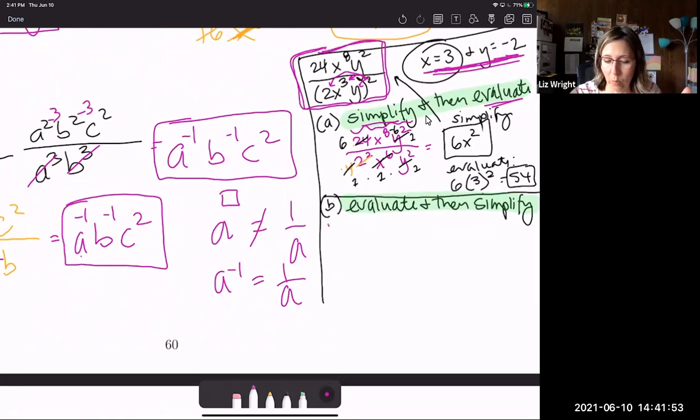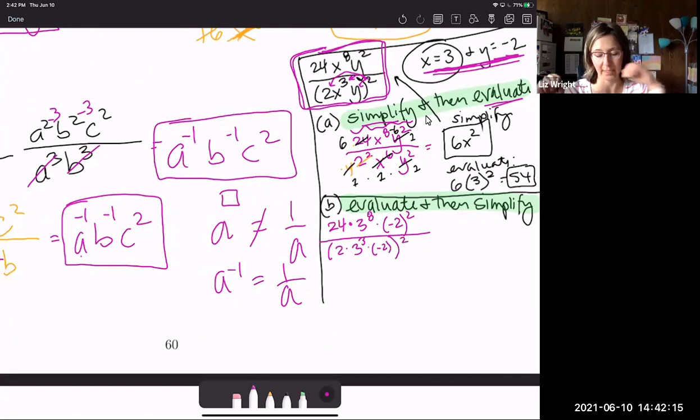So it's going to be 24 times 3 to the 8th times -2 squared all over quantity 2 times 3 cubed times -2. And I'm squaring that entire quantity. So now it becomes a little bit of a calculator exercise. So let's go through and find out what 3 to the 8th is, and then we're going to simplify 3 to the 3rd, and do some of those steps.